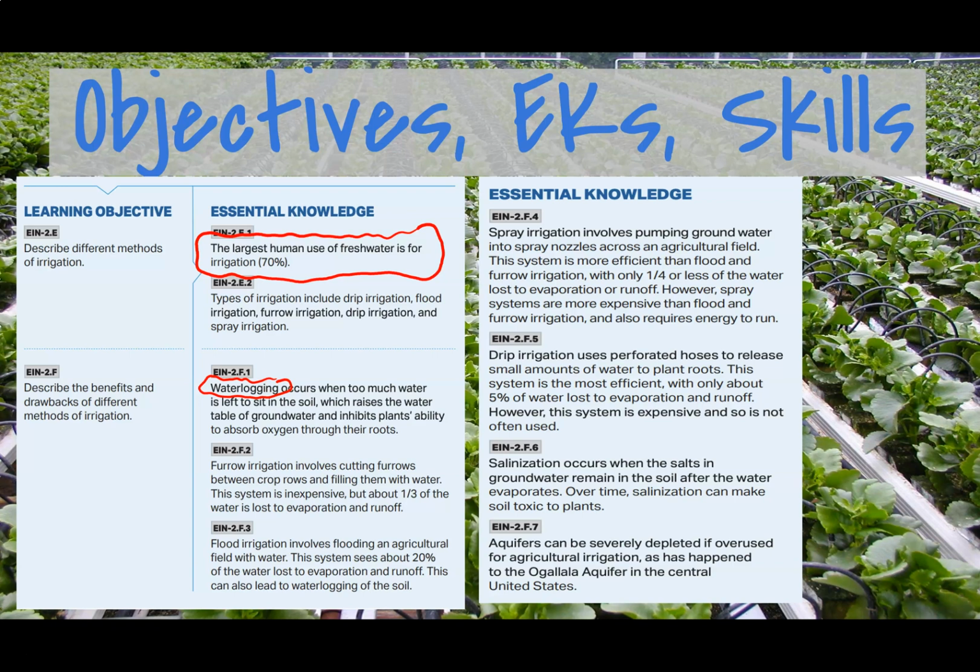And finally, we will talk about the efficiency of each of the types of irrigation, and the fact that even if you use fresh water, you can actually end up bringing in too much salt into an area, and that can be toxic to plants, which I know sounds crazy. And what an aquifer is and what we are currently doing to them.